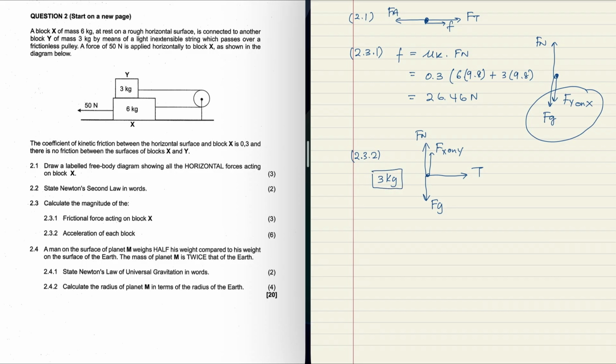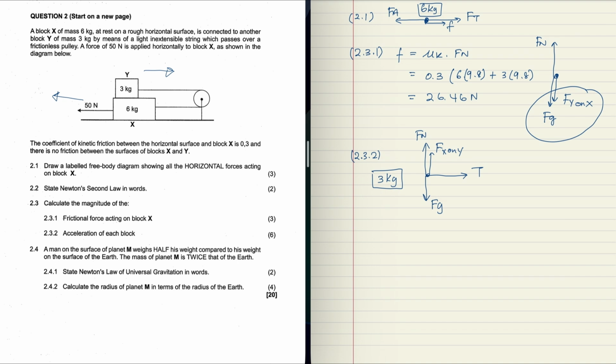And this is for the 3 kilogram block. Now, we need to apply F net equals MA to both blocks. Because it's worth 6 marks, we need to use simultaneous equations. So the free body diagram I've drawn at the top is going to be for the 6 kilogram block, and the one at the bottom is going to be for the 3 kilogram block. However, because these blocks are connected to a string, both the blocks are not going to accelerate in the same direction. So the 6 kilogram block is actually going to move to the left, whilst the 3 kilogram block is going to move to the right.